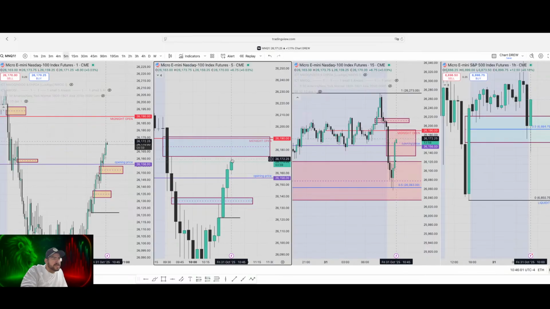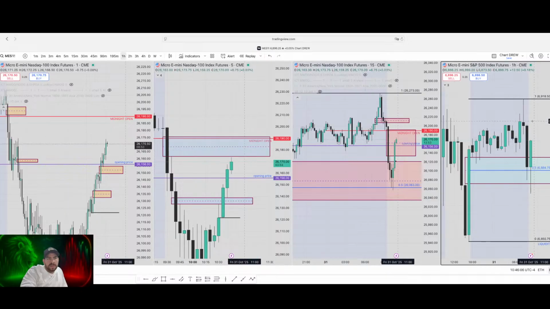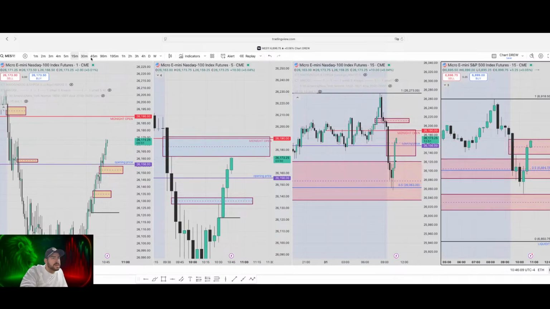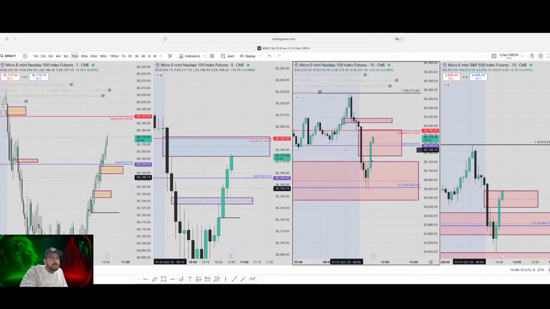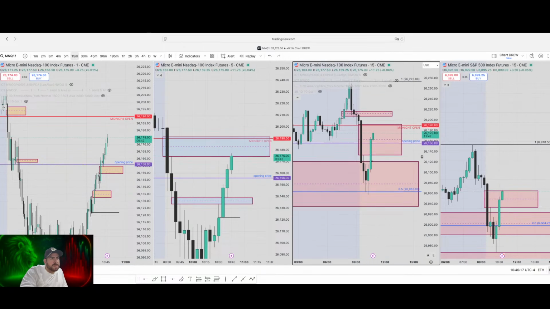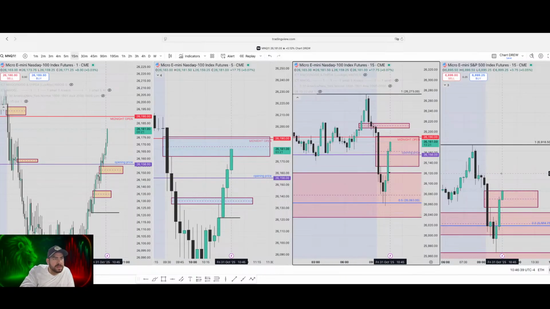Okay, we're gonna shoot up, see if we hit this 5 minute here. It'll be good. Let's see. Hit that 5 minute, see if we keep going up, or if we want to see that reversal now. See what happens.